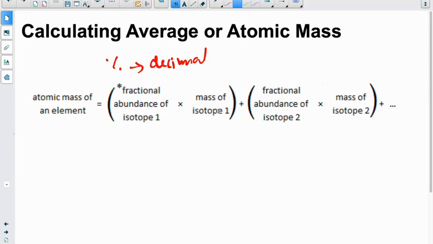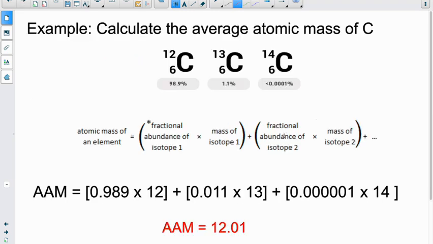Multiplied by the mass of the isotope, plus the fractional abundance of isotope 2 times the mass of isotope 2. If an element had 5 isotopes, I would just repeat this 5 times. In this case, this shows the calculation for 2 isotopes. So let's take a look at an example here.